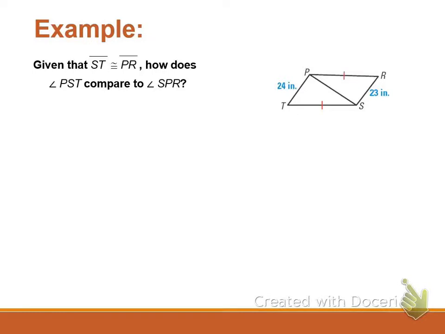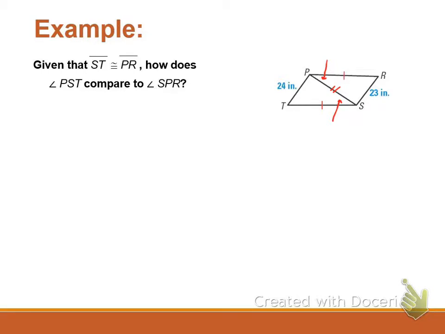First example here. We're given this diagram. We've got two triangles in there, and we know that ST and PR are the same length. And we want to compare: how does angle PST, which is this angle right here, compare to angle SPR, which is this angle right here? Well, first off, because of reflexive, we know that that side is going to be congruent to itself. So in those two triangles, we have two sets of congruent sides. So the hinge theorem will apply.